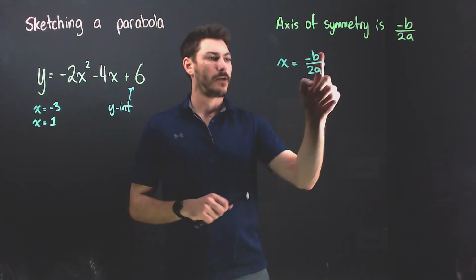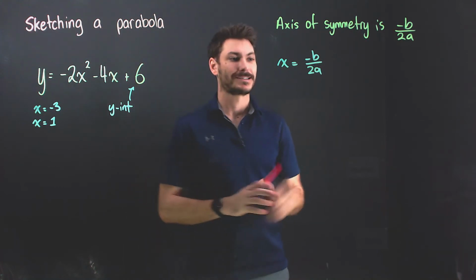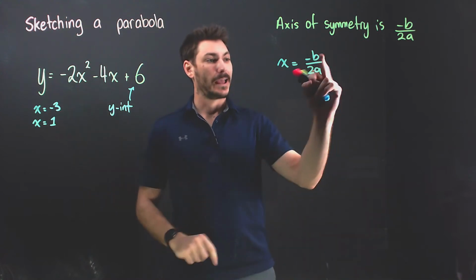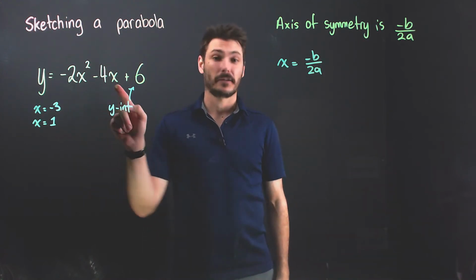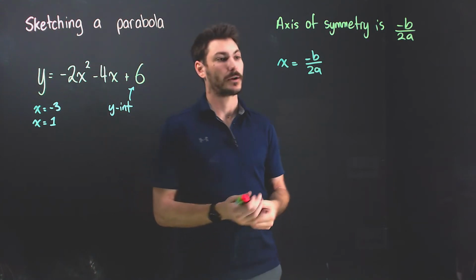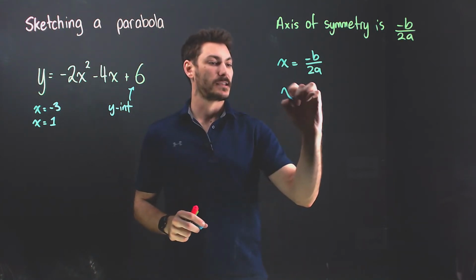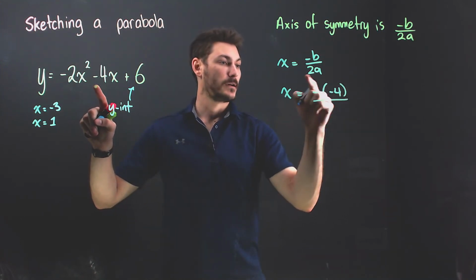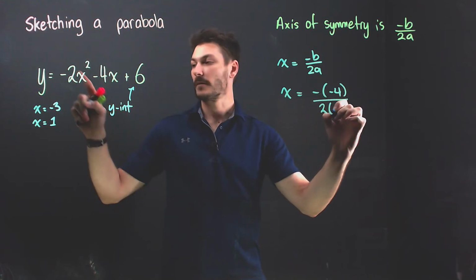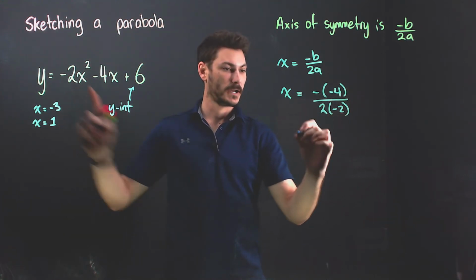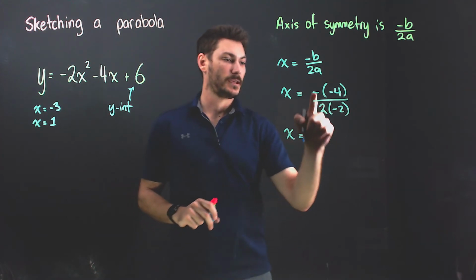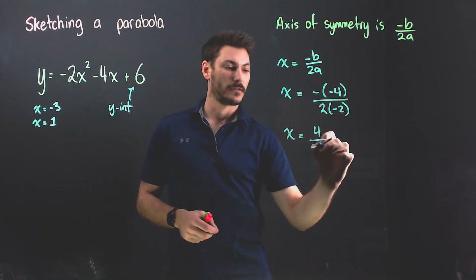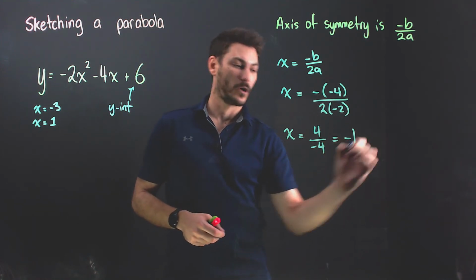Minus b over 2a, well rather b and a, what are they? Well of course, just as a reminder, a is the coefficient of x squared, so in this case it's going to be negative 2, and b is the coefficient of the linear x, which is negative 4 in my original equation, and hence I'm going to say x is equal to minus, and then I put in b, which is minus 4, over 2a, so that's going to be 2 lots of negative 2. Okay, so simplifying now, x is going to be equal to negative 4 is just 4, over 2 times negative 2 is negative 4, which is going to simplify to negative 1.